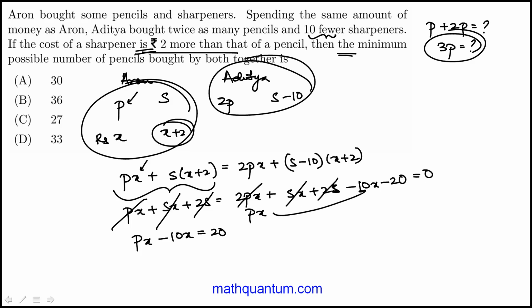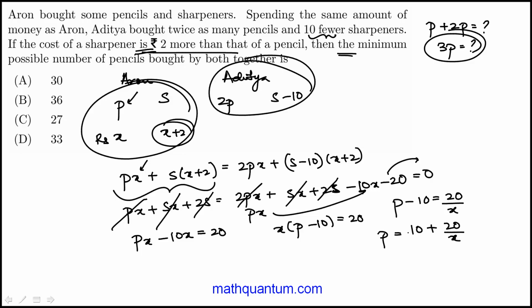So I'm combining these two, moving that over. And if I factor out an X, I get P minus 10 times X is 20. P minus 10 is 20 over X. My interest is in P. So what's the least value? And note, number of pencils has to be an integer. That is 10, and then 20 over X. What's the least I can do?